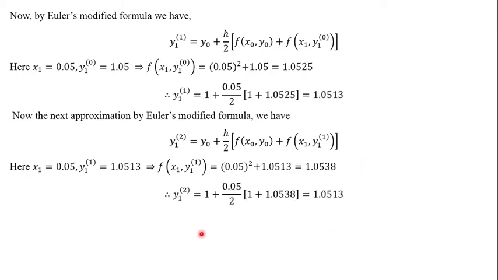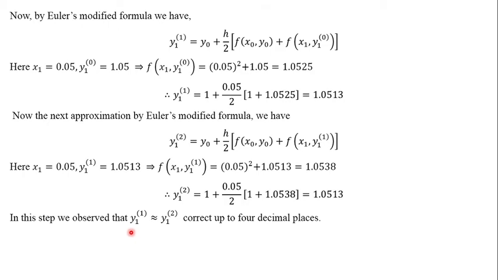So put this value in this formula. You will get the second approximation of y1 is 1.0513. See this first approximation and second approximation, these are correct to 4 decimal places. So we should stop our approximation process, and here you will observe that the first approximation is equal to the second approximation of y1 correct to 4 decimal places, and we will call this common value y1. So here y1 is 1.0513.